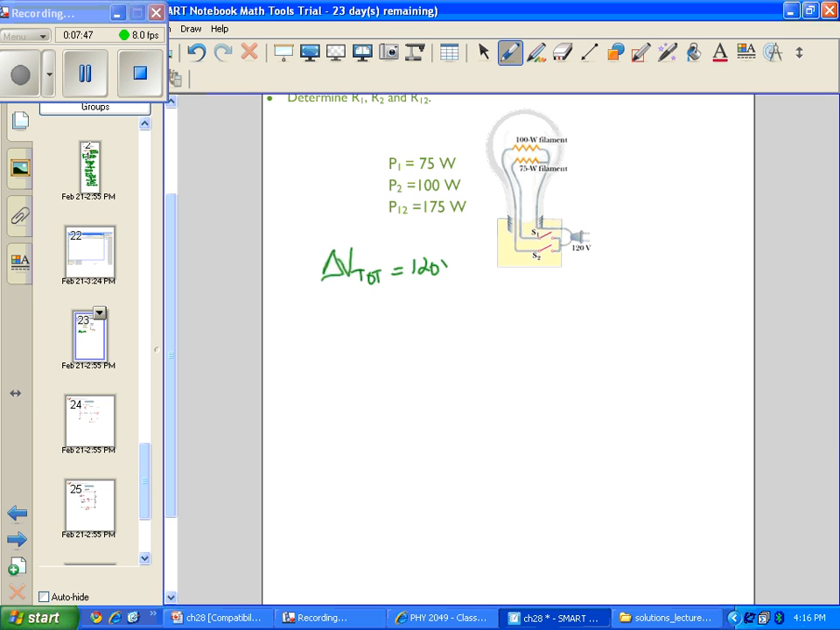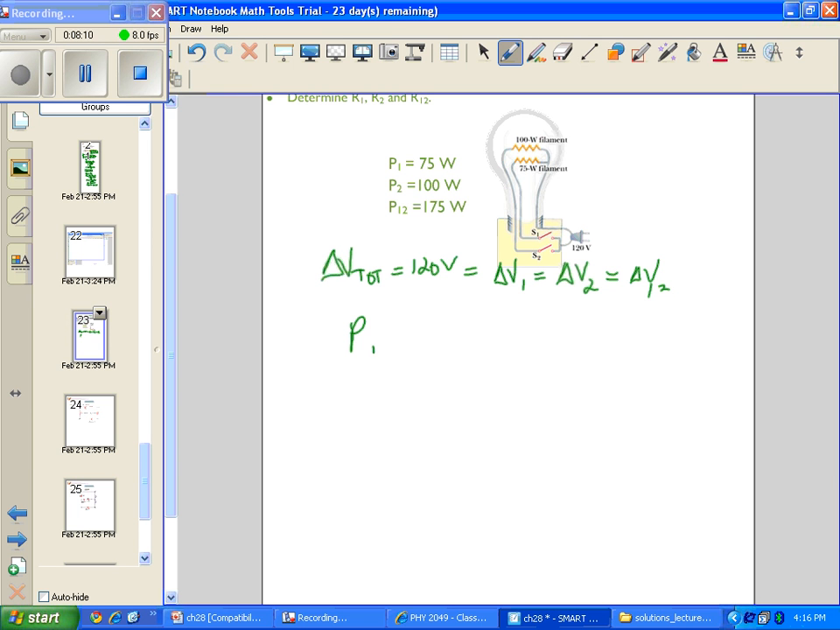So using the expression, because we're told that delta V total, what we get from the wall socket, is 120 volts, and these are in parallel, it should be true that delta V1 is equal to 120 volts, but so is delta V2, and therefore the combination of delta V1, 2.